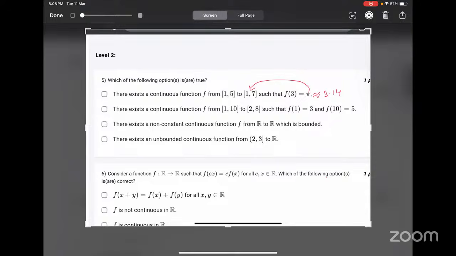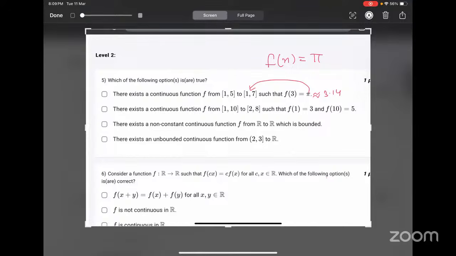Now, if I take the constant function f of x equals pi, then it is a function defined from 1,5 to 1,7, right? We can take the constant function f of x equals pi. Then at 3 also we will have the value pi, right? That means we can define a continuous function, and we know that a constant function is continuous, right?